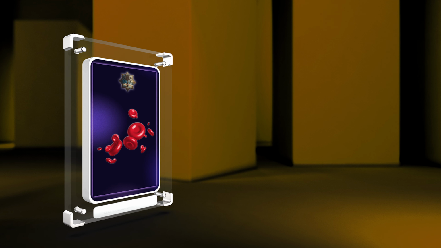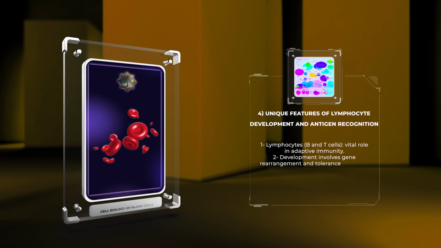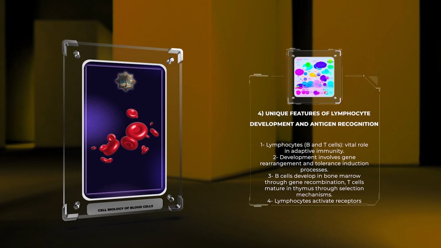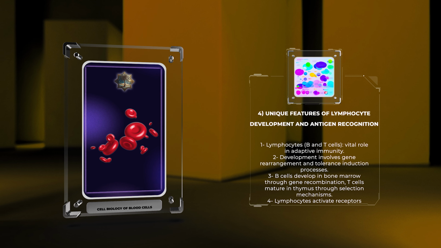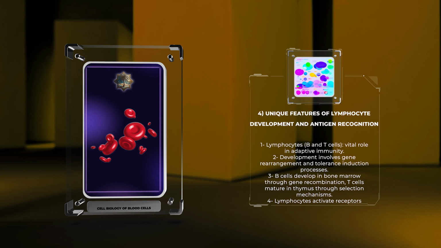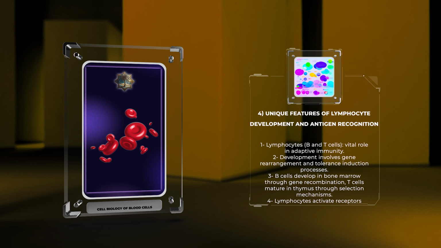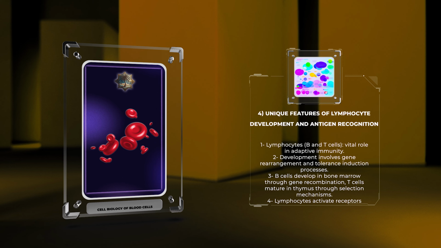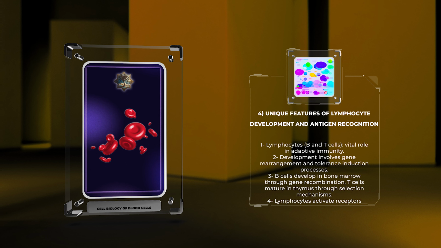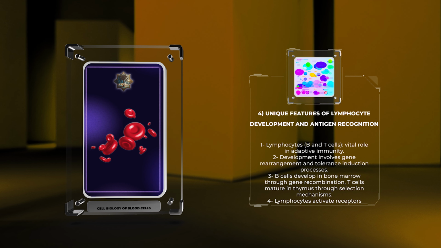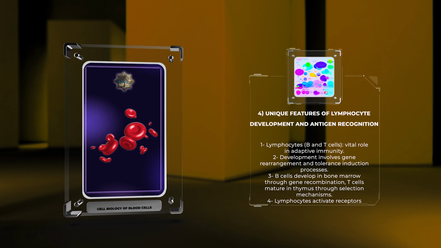Lymphocytes, such as B and T cells, play a vital role in adaptive immunity. Their development involves complex processes like gene rearrangement and tolerance induction. B cells develop in the bone marrow through stages of gene recombination, while T cells mature in the thymus through selection mechanisms. Upon encountering antigens, lymphocytes activate receptors, triggering immune responses against pathogens.